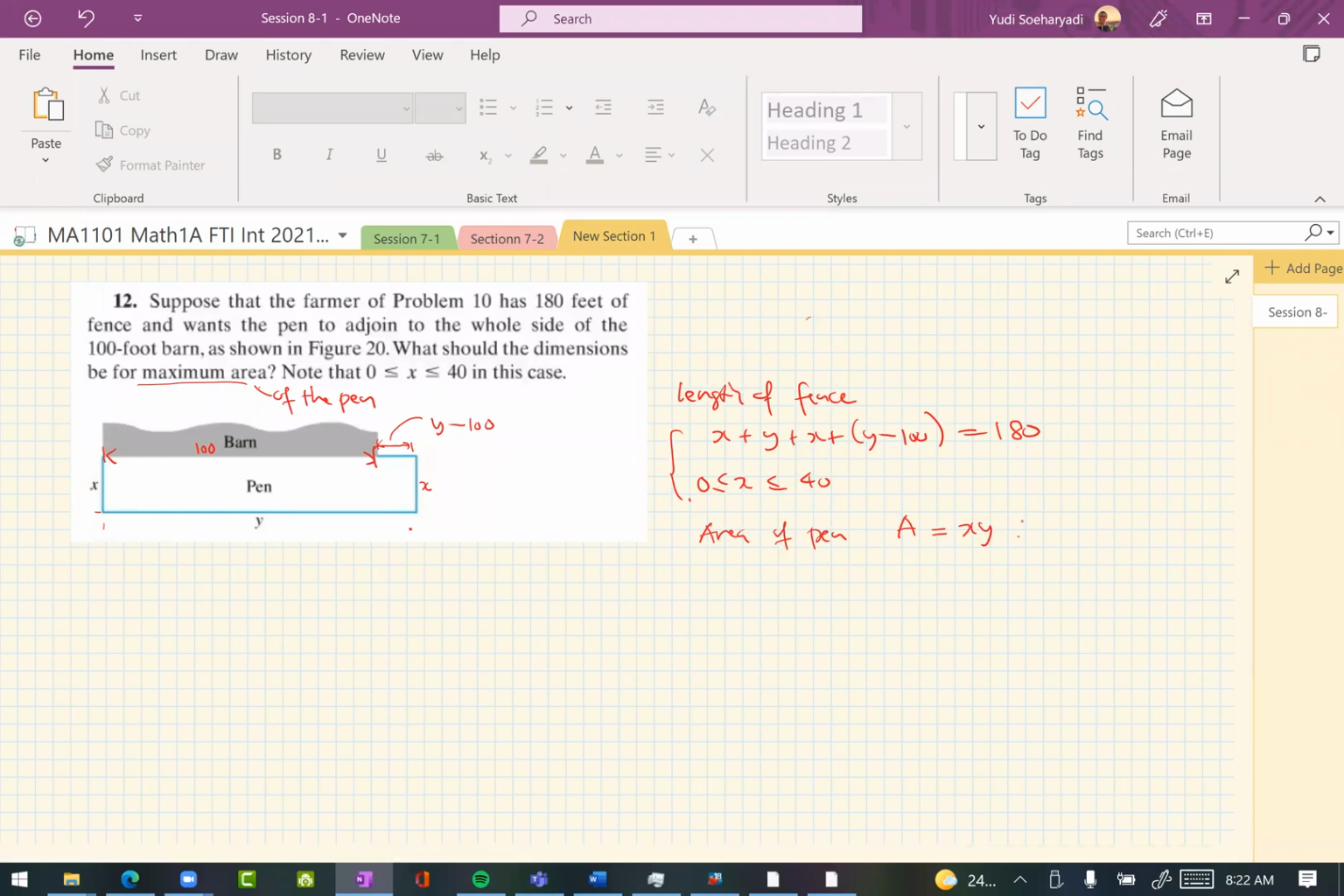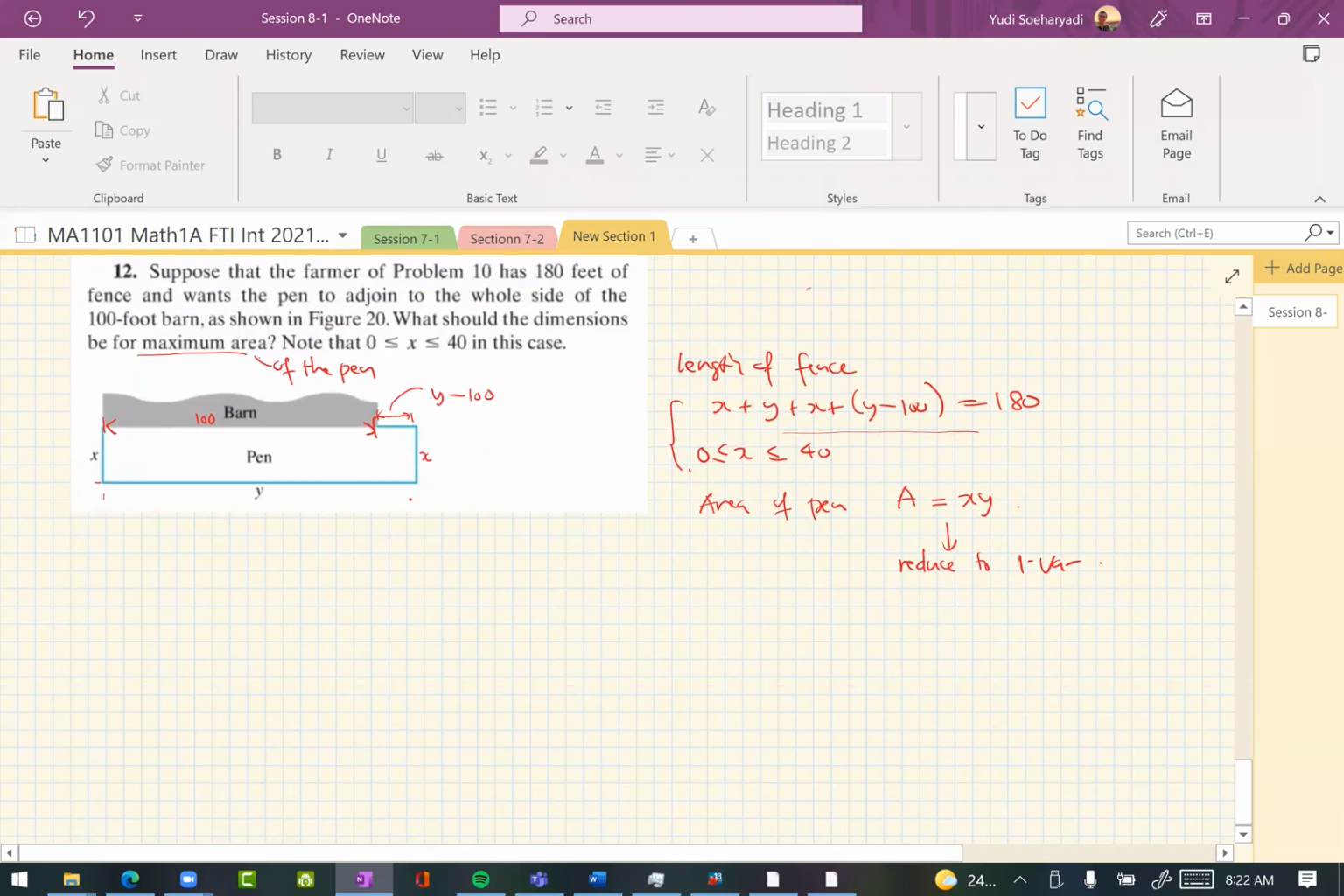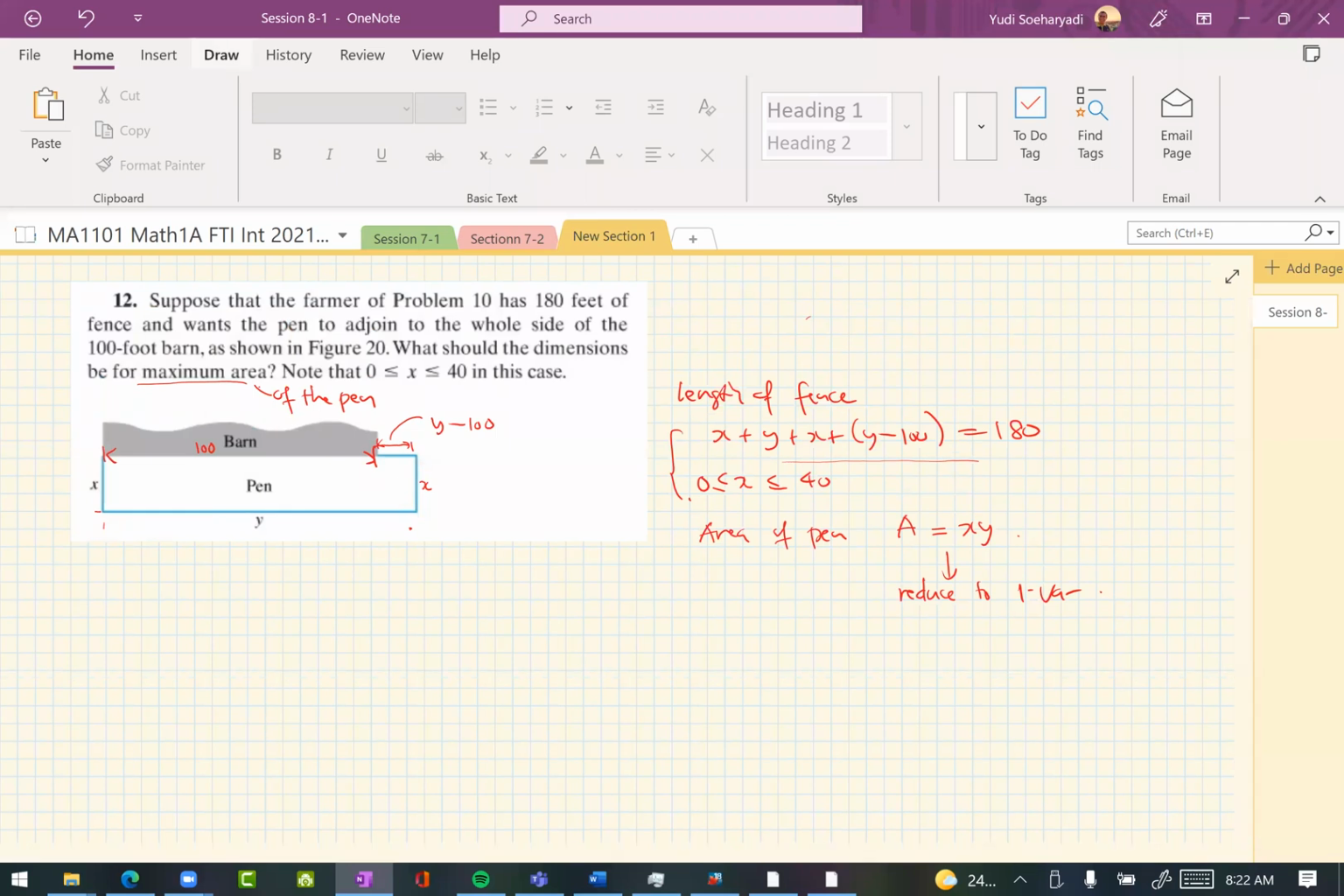Okay. So, but this is two variables. So we need to reduce to one variable. So just use X or Y. But how to use this one? Find out the other variable using the one we fixed here. All right. So let's do this one.